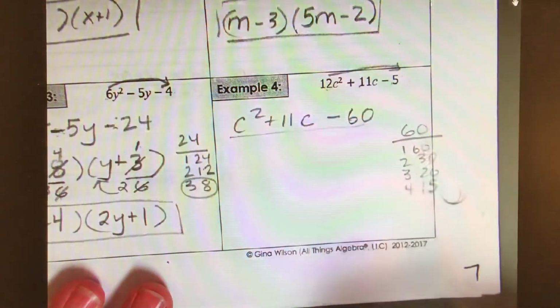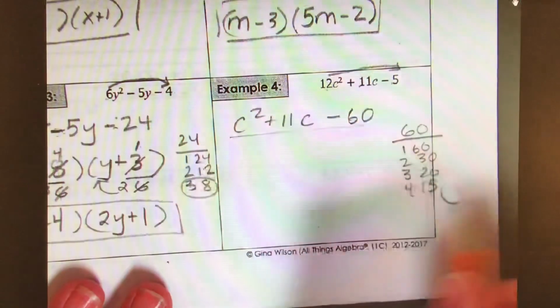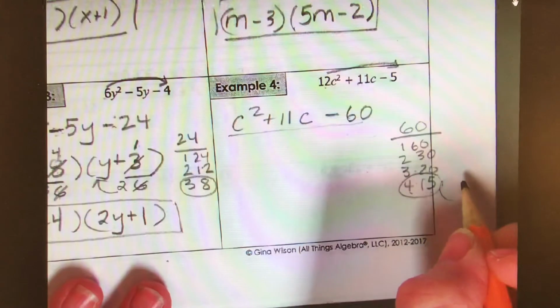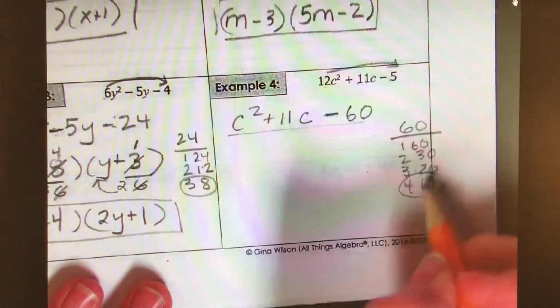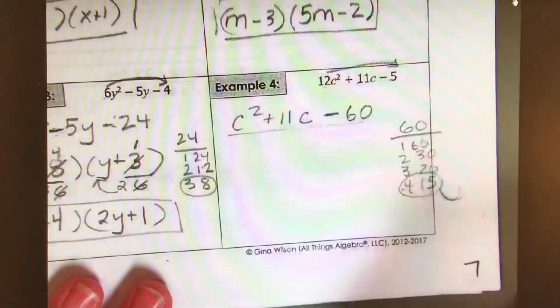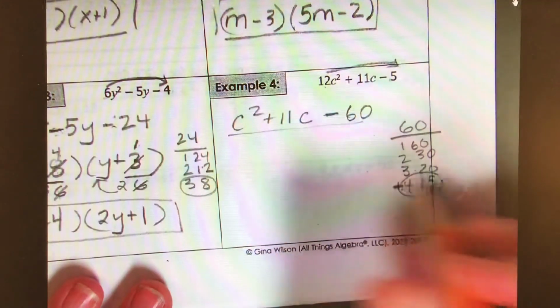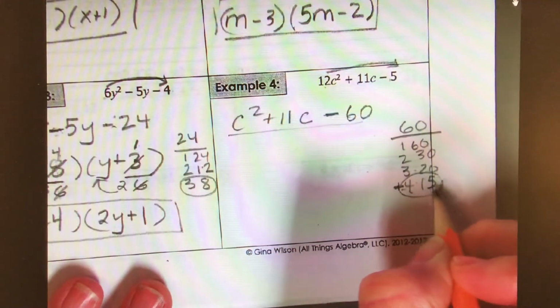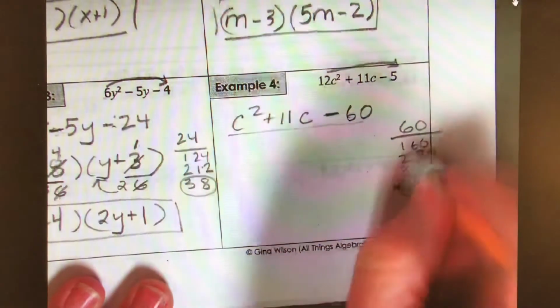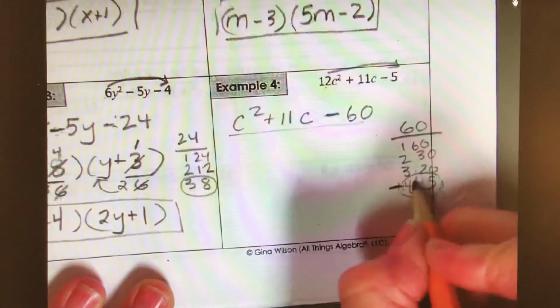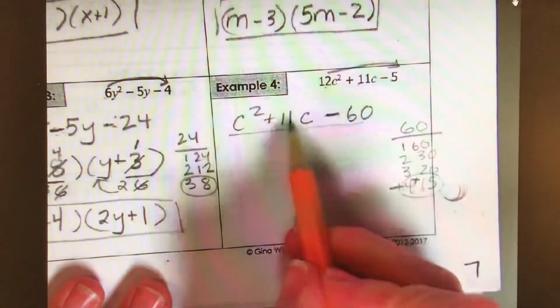Oh, I already see what I like here because I'm looking for a difference of 11. So this wins. I need the negative 60. That means that these are going to be opposite signs. And it's going to be the 4 that's negative, because the positive side wins, because we have a positive 11.